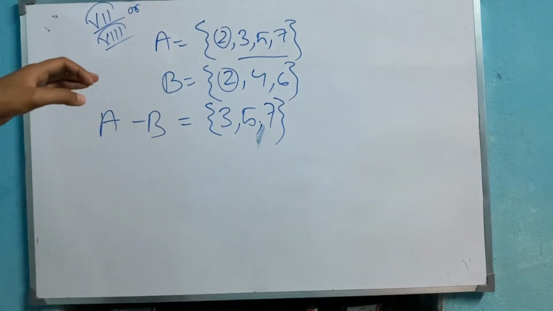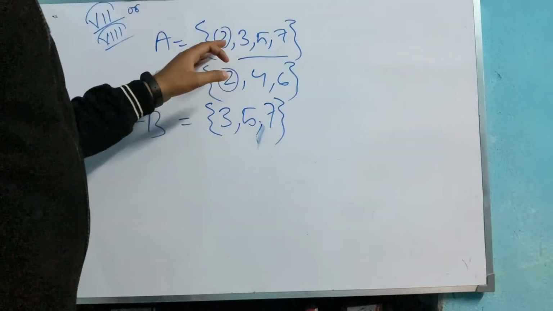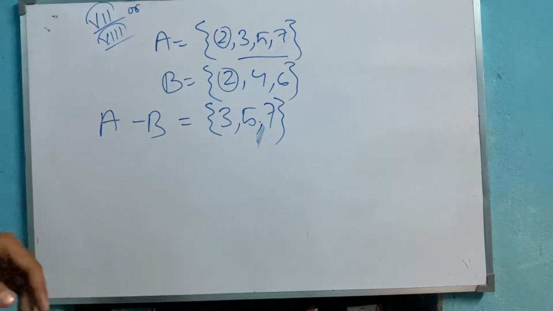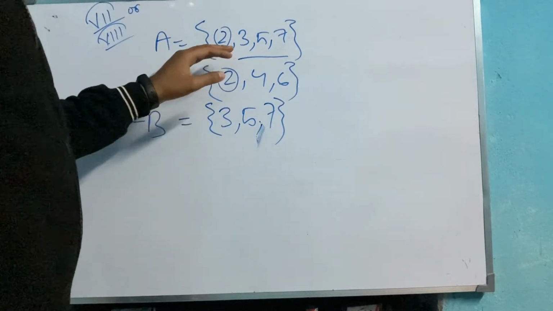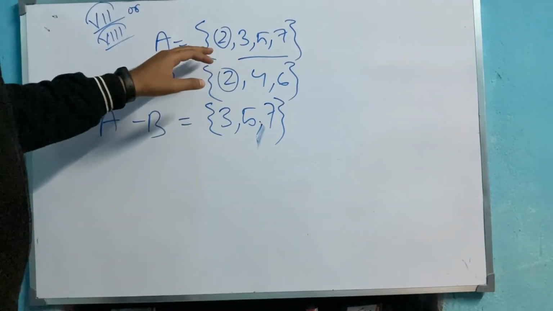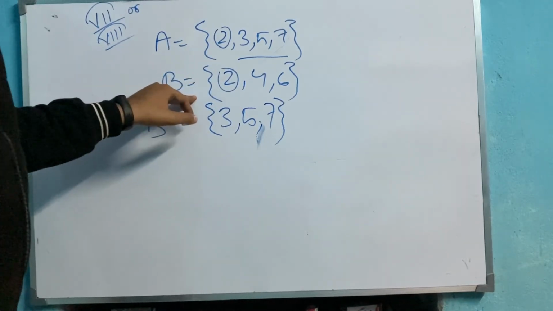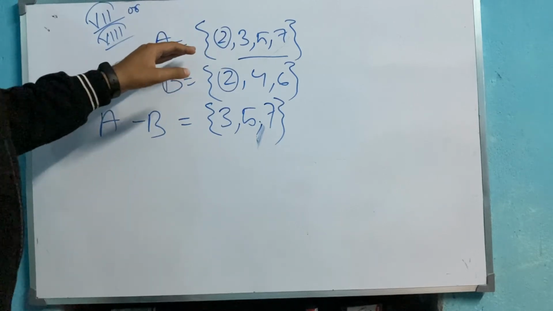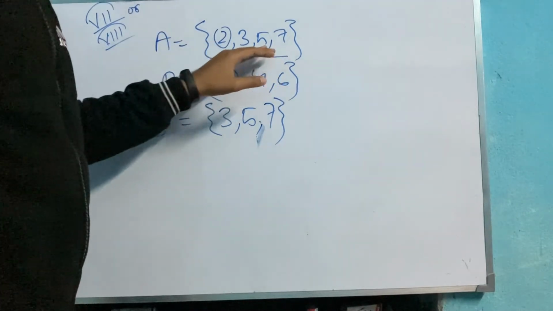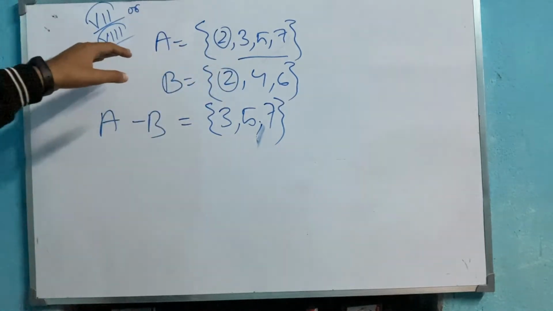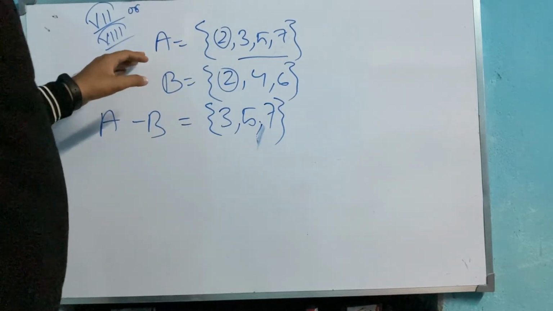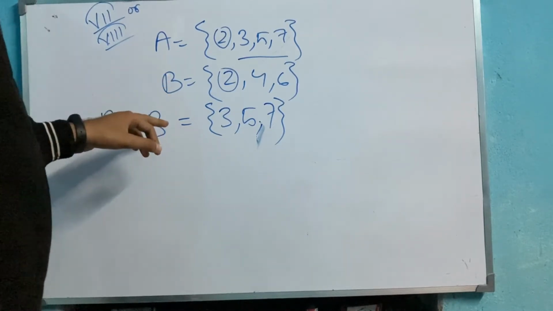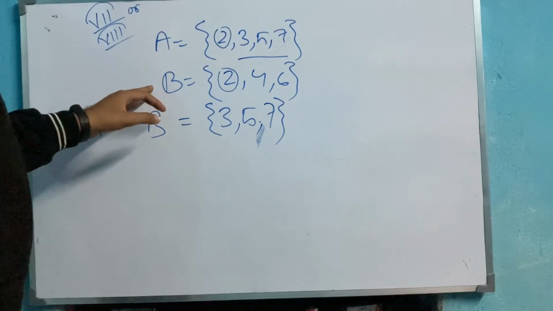Here A is on the top and B is from below. So the elements that are not present in B will remain from A. The elements of A which are not present in B will be the difference between these two sets.